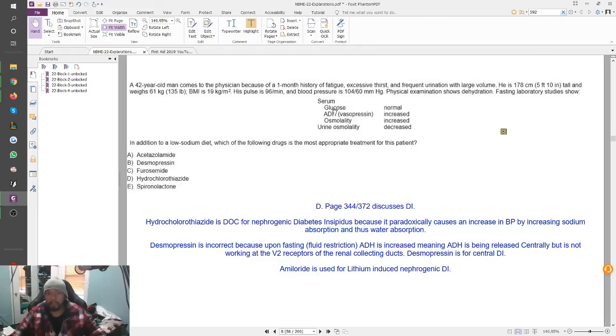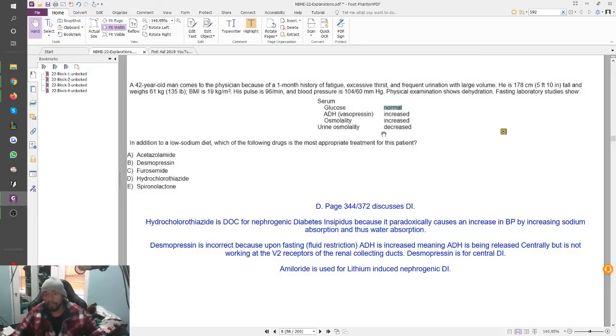Fasting lab studies show glucose is normal, so it's probably not diabetes mellitus. ADH is high. Osmolality is high, and urine osmolality is low. Okay, so this is all diabetes insipidus, right? ADH is vasopressin. It's also antidiuretic. You're not supposed to be peeing, right? But then urine osmolality is low, which means that the patient is peeing.